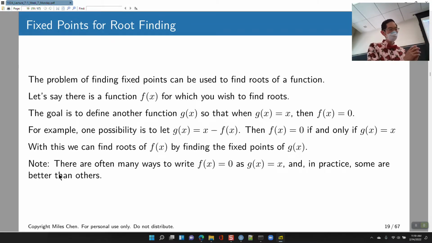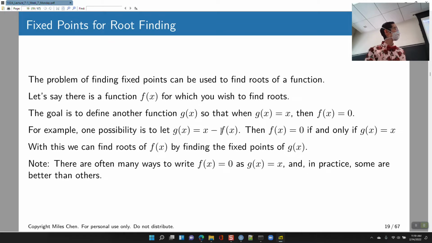And so what we're going to do is define another function, g, so that when we find the fixed points of g, that location will correspond to a root of f. Okay? So we just want to figure out what g is so that when g of x is equal to x, then f of x is equal to 0. Okay? And there's going to be lots of ways for us to achieve this. One possibility is all you have to do is say g of x is equal to x minus f of x.